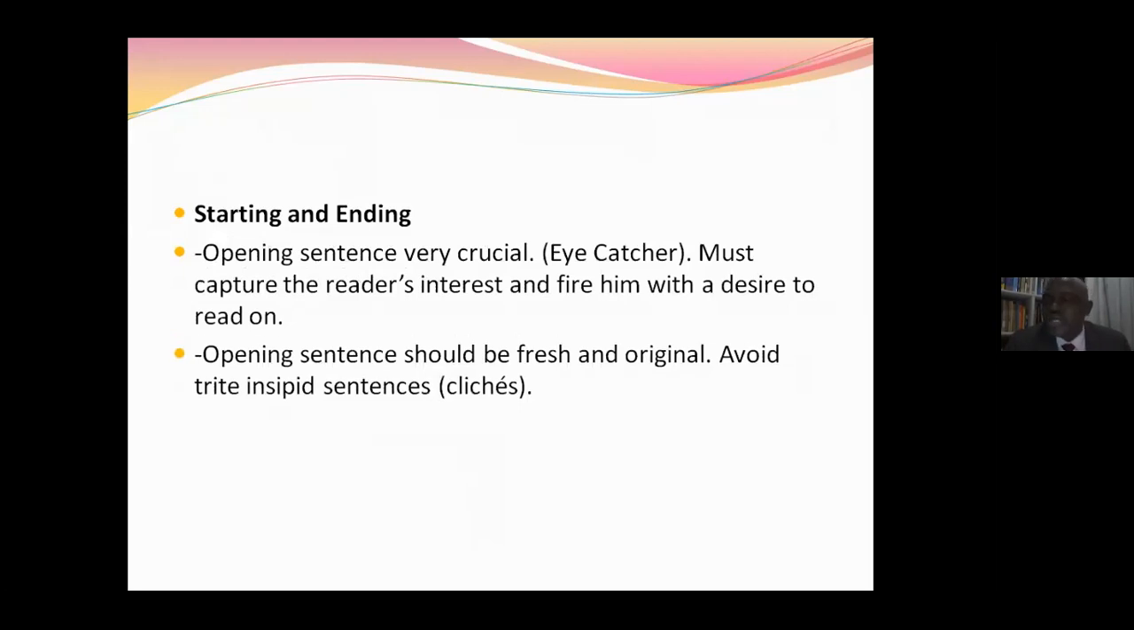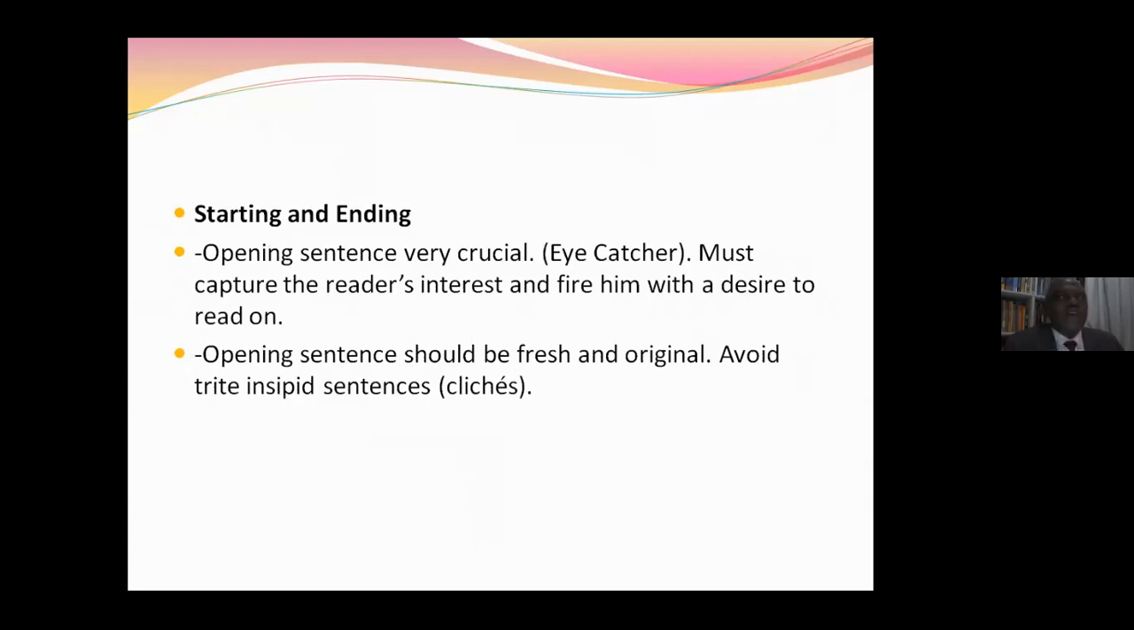It must be fresh and original. Something that you create there and then. Mind you, we're talking about narrative composition, narrative writing. You avoid trite, insipid sentences. You avoid cliches. Cliches are phrases grammatically correct, but they've been overused with time and they've ceased to be interesting. One of them is the one I'm using, once upon a time. It's no longer interesting to begin a story with once upon a time.